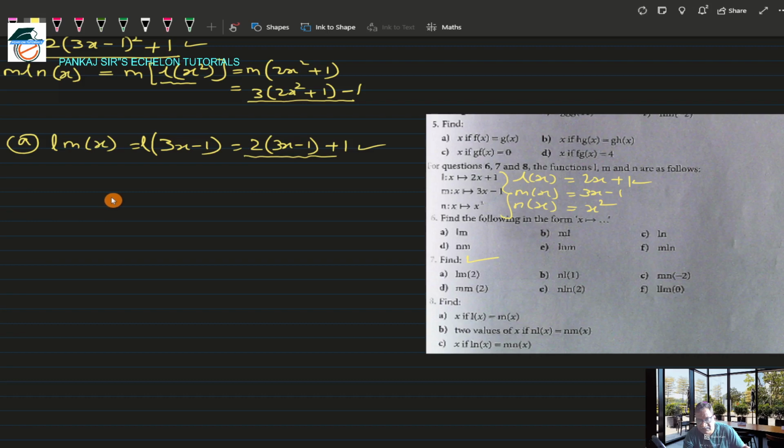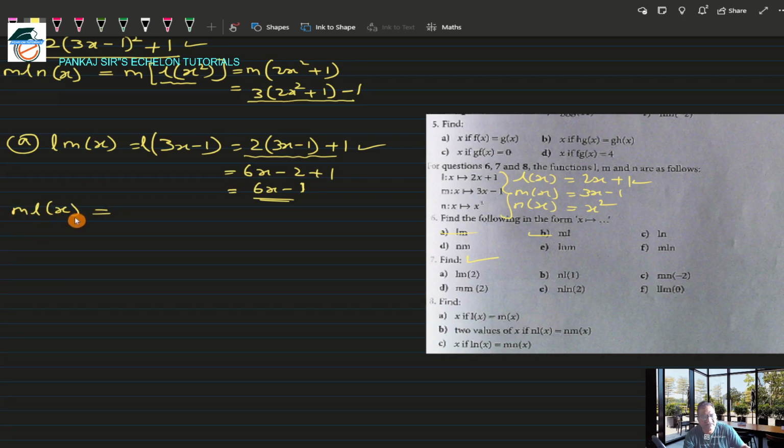So 7A's answer is 2 times 3x minus 1 plus 1. If you want, you can further simplify it to 6x minus 2 plus 1, which should work out to 6x minus 1. Nothing wrong in doing that. Fine. B part of the question. B is this m L of x. This is done. Okay. m L of x.